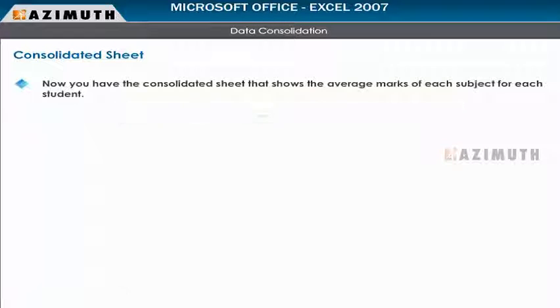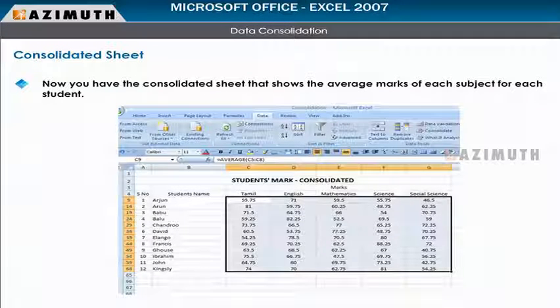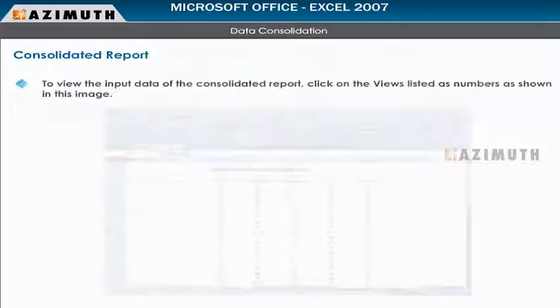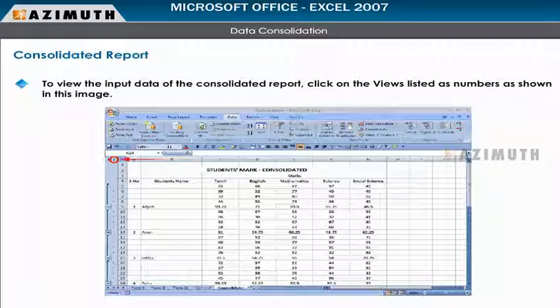Consolidated Sheet. Now you have the consolidated sheet that shows the average marks of each subject for each student. To view the input data of the consolidated report, click on the views listed as numbers as shown in this image.